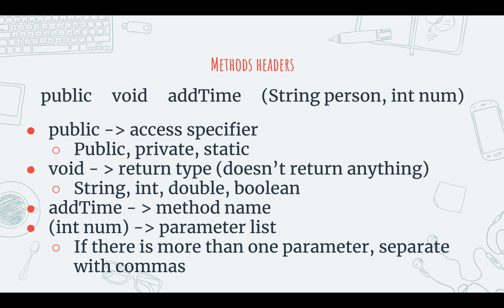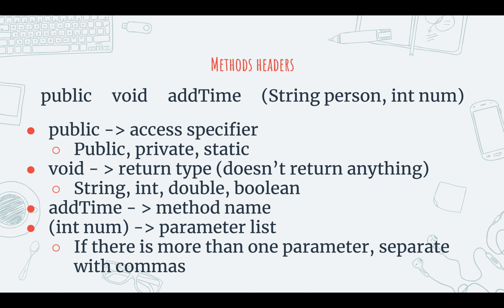First and foremost, we have the access specifier: public, private, or static. Now, generally speaking, static will be paired with either public or private. It could be a private static method, or it could be a public static method, or it could just be static. Generally, we will have the value private or public attached with static. So just keep that in mind.